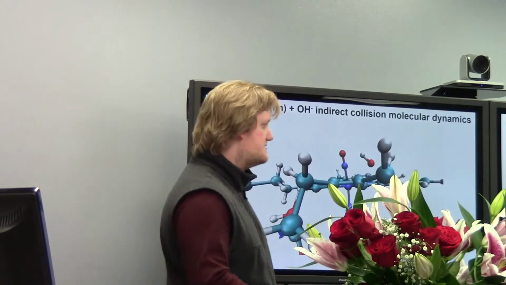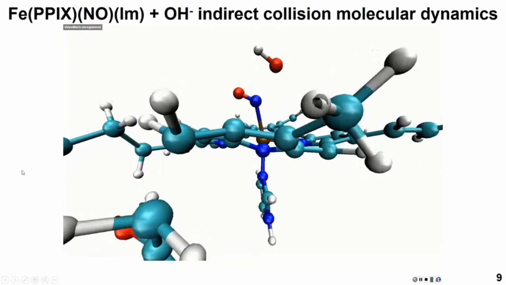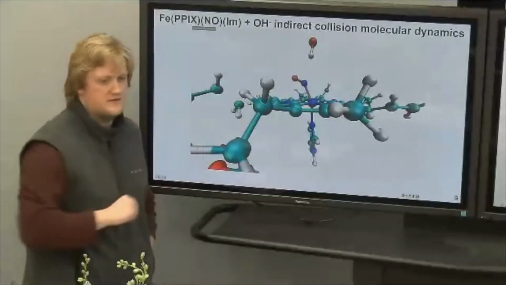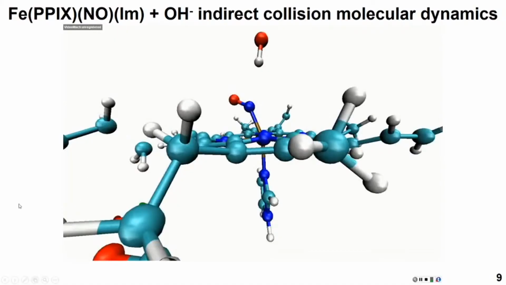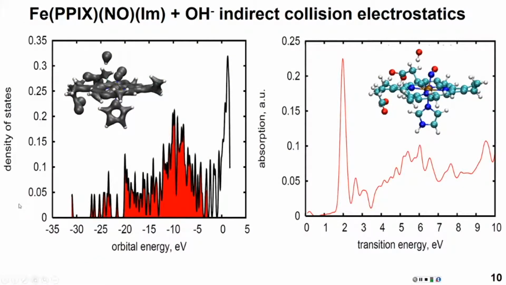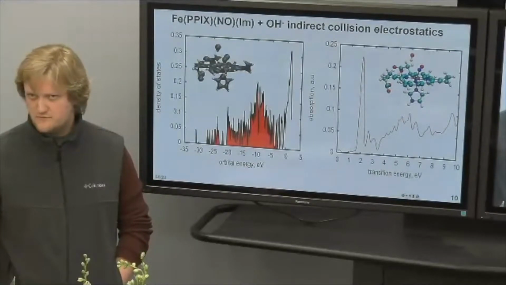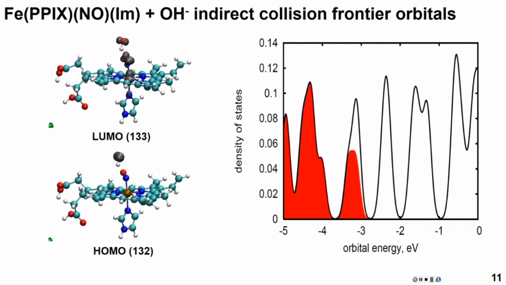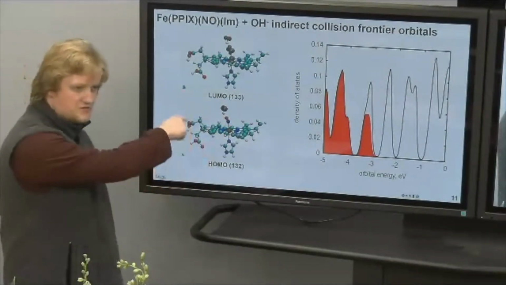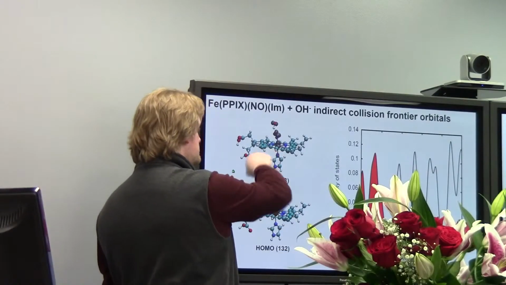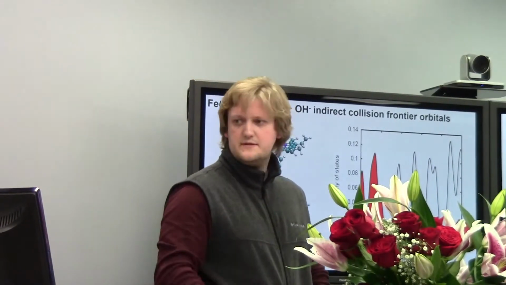All right, so let's look at a molecular dynamic simulation where the hydroxide kind of grazes by the NO. As you can see, we don't get a reaction. That may not be entirely surprising. But when we look at the electronics, it will differ from the model I had shown you before. Here, our HOMO has charge density now on the hydroxide, whereas the LUMO, once again, has some charge density on the nitrosyl ligand.